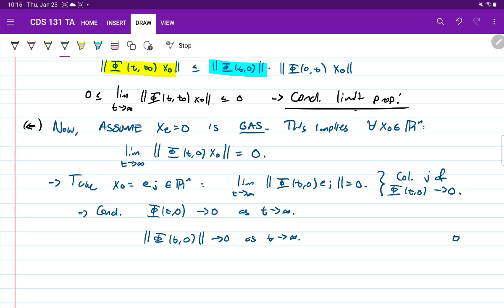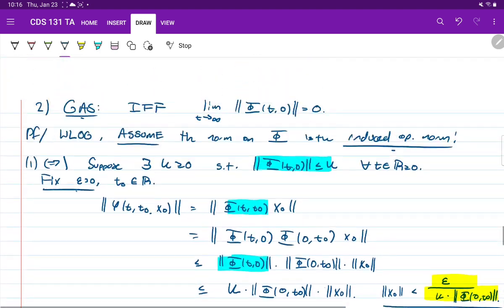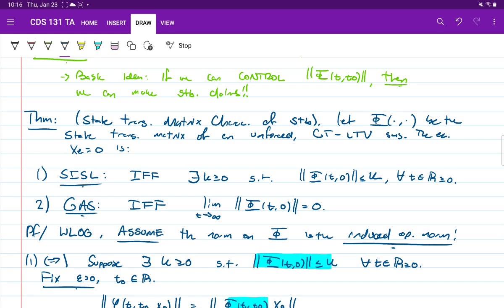Okay, so let's summarize what we've just done. What we've just said is that the stability of the 0 equilibrium point, xe equals 0, has a sharp characterization via limiting and boundedness properties of the state transition matrix, right? So this is really nice, right? We have if and only if conditions, which are kind of the ideal conditions to have, right? A perfect characterization. But this only holds for xe equals 0, right? And what about other equilibrium points?